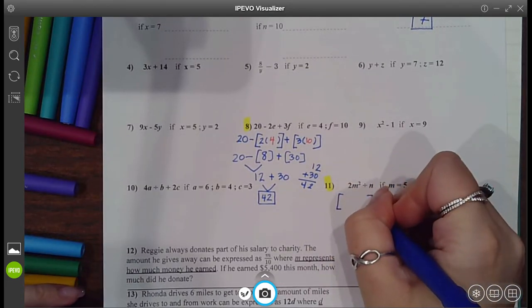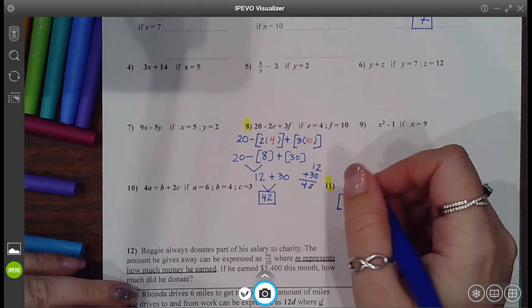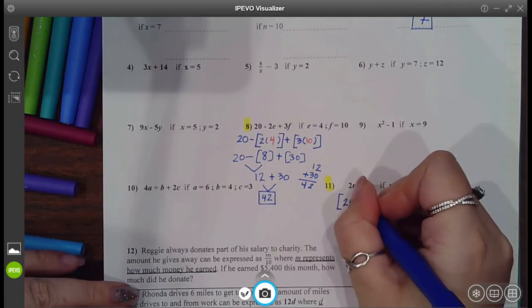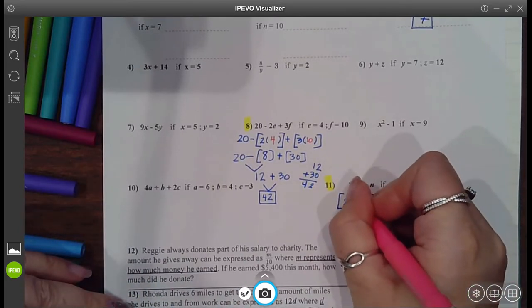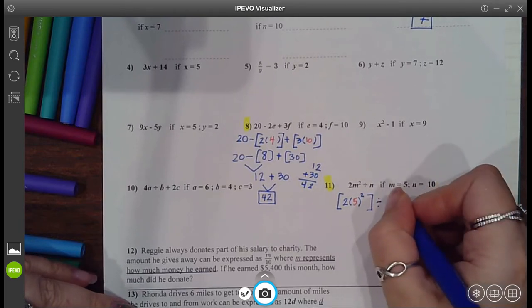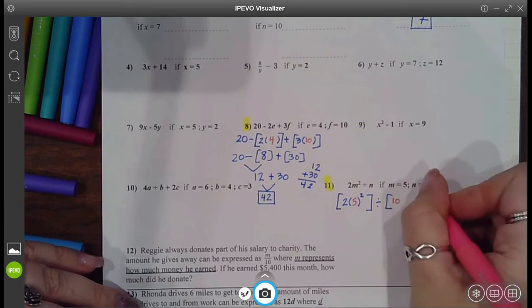And now that you're back with us, you have this singular term right here. I'd put that in brackets. Okay, and if you make a mistake, feel free to erase it, pause the video, retry it, and then come back. So this is one singular term of 2 times whatever m is squared, and m is 5. That's one term. Then you have divided by whatever the term n is, and n is 10.